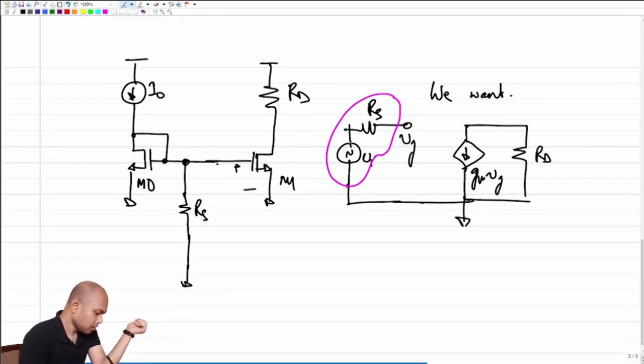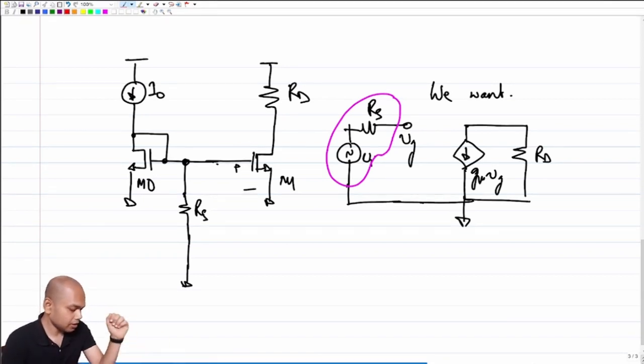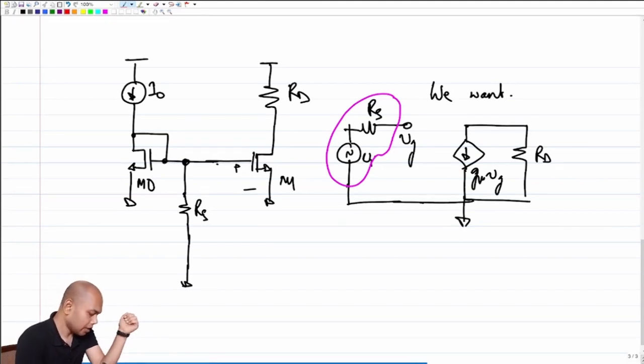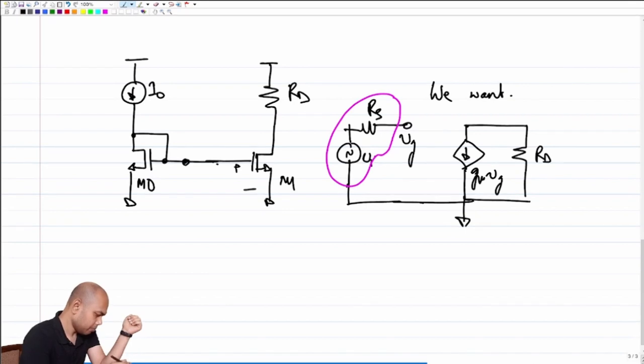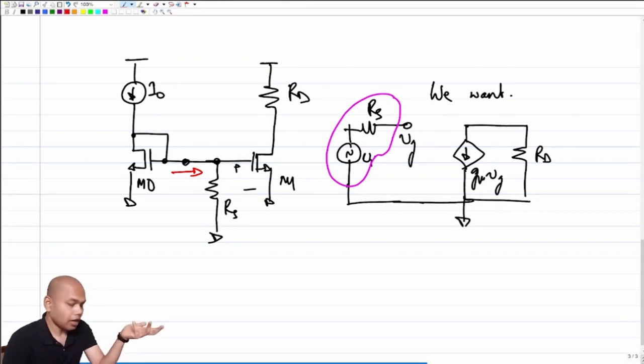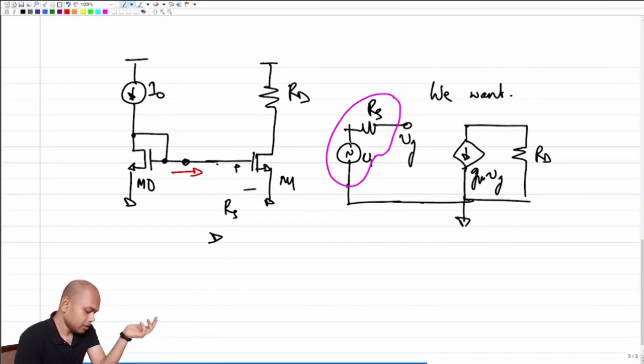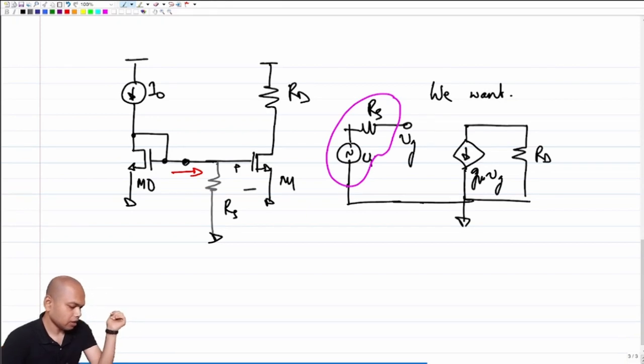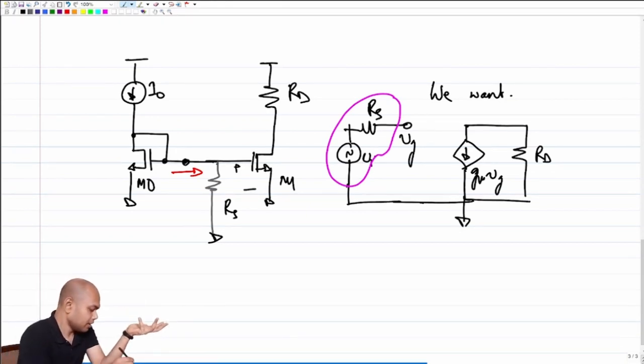Clearly it has changed, because when this extra contraption was not there, what was the current that was flowing? So let me connect it here, then I'll be able to make the point in a better way. What was the current flowing through this branch when RS was absent? This current was clearly zero, because into the gate of M1 we were seeing a capacitor, which gives you infinite impedance at DC, so this current was zero. Now we have an RS. Depending on the value of RS, there will be a current division.